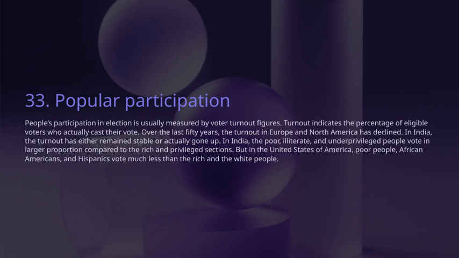This discrepancy highlights ongoing issues of inequality and access that can affect how representative our democracies truly are. Connecting this to our overall theme, it's clear that voter participation isn't just about numbers. It reflects deeper social and economic factors that influence how different groups engage with democracy. Understanding these differences helps us work toward more inclusive and representative electoral processes.